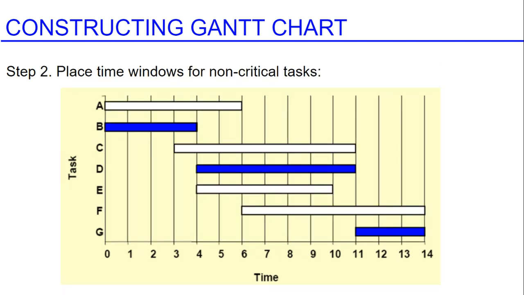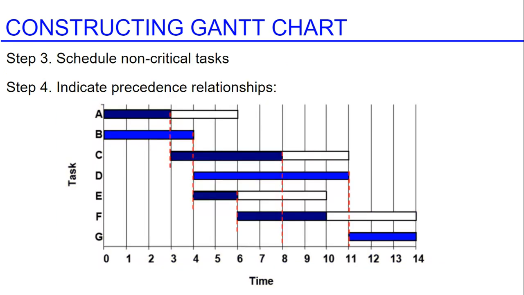Step number 2 is to place the windows in non-critical tasks. So non-critical tasks are those activities or work items that can take longer to complete than is planned without affecting the total project duration. So if tasks A, C, E, or F take longer than planned, it doesn't affect the critical tasks. And you can see here our non-critical tasks are labeled in white.